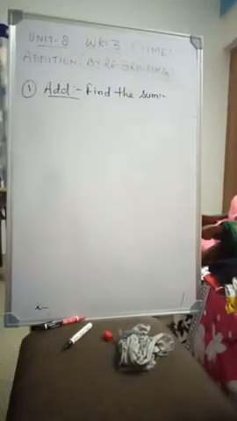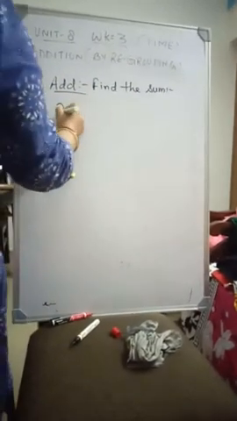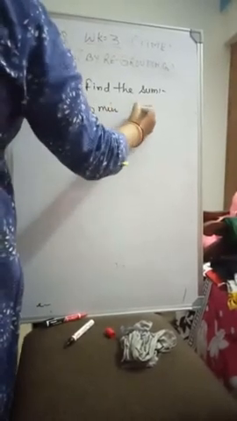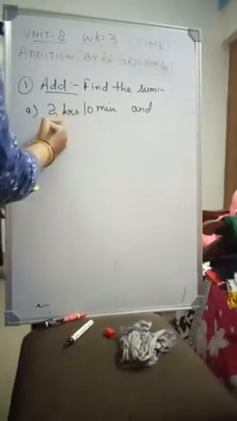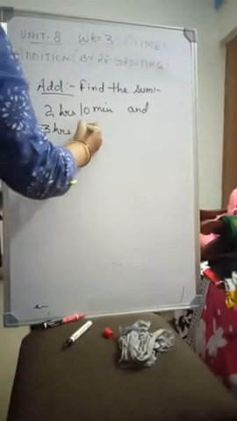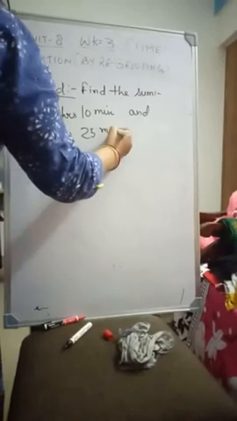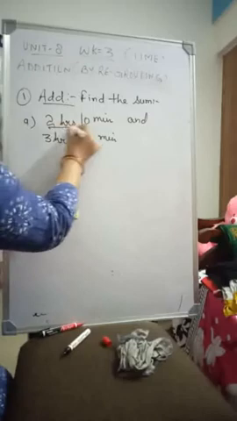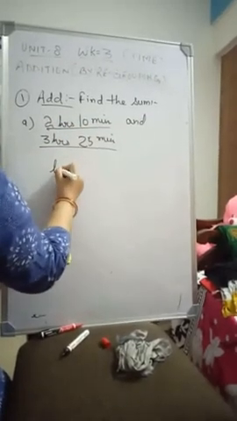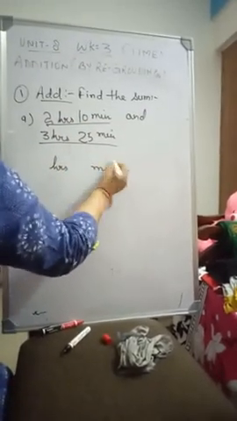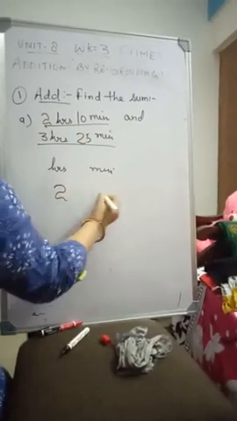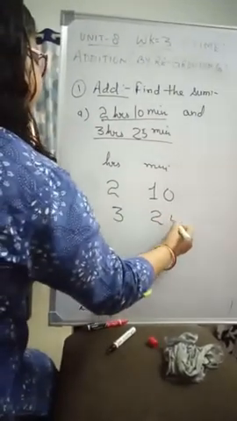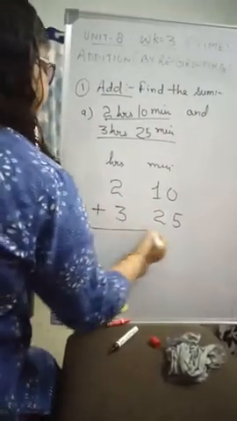What I have done? The question is 2 hours 10 minutes and 3 hours 25 minutes. So what you will do? Firstly, we have to arrange these numbers in a column of hours and minutes. Firstly insert 2 hours 10 minutes, then below that 3 hours 25 minutes. Put the addition sign, start to add.